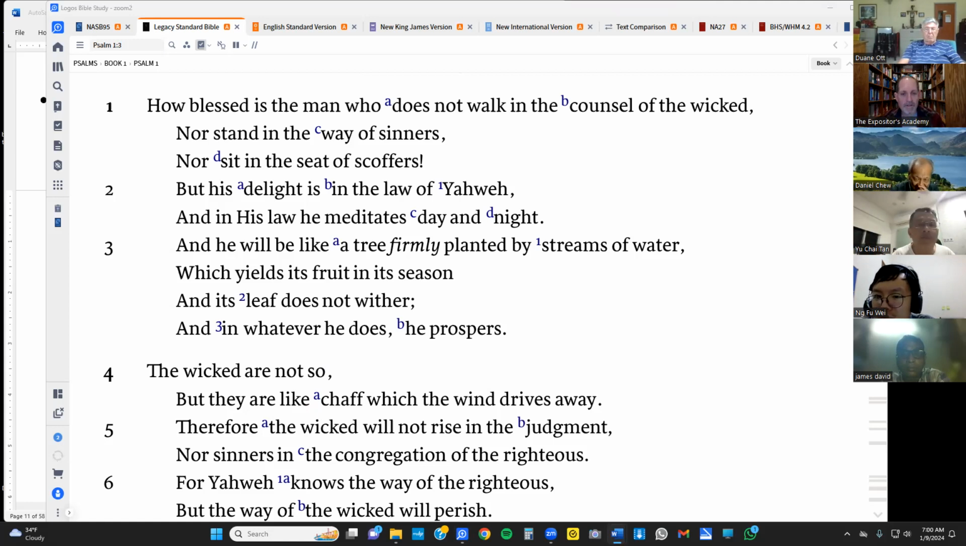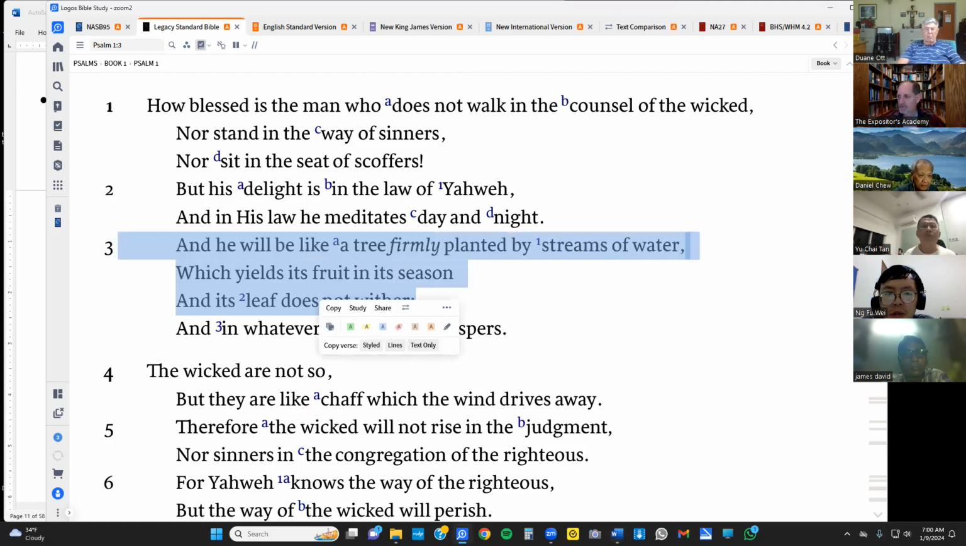So as we look at this description, what's the image that comes to mind? Okay, there's streams of water, this tree is planted there. What else? What else comes across? What does the image convey or show us? I would say fruitfulness, largeness, life in itself. Okay, good.